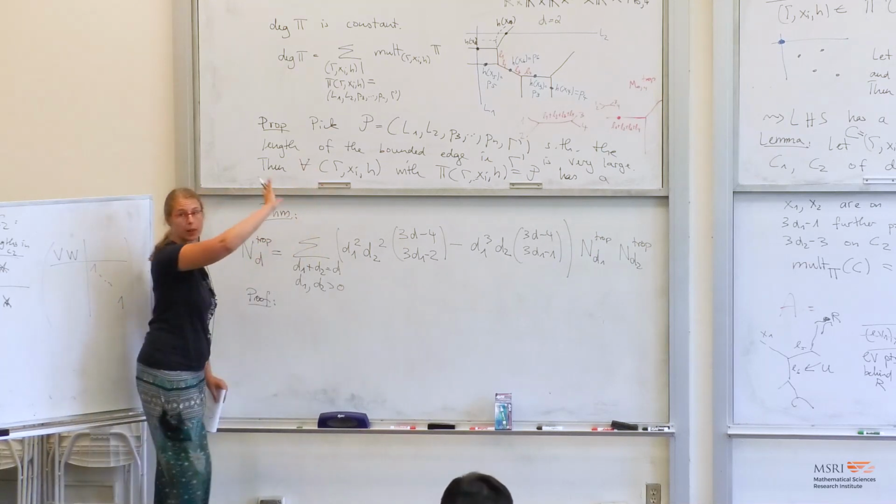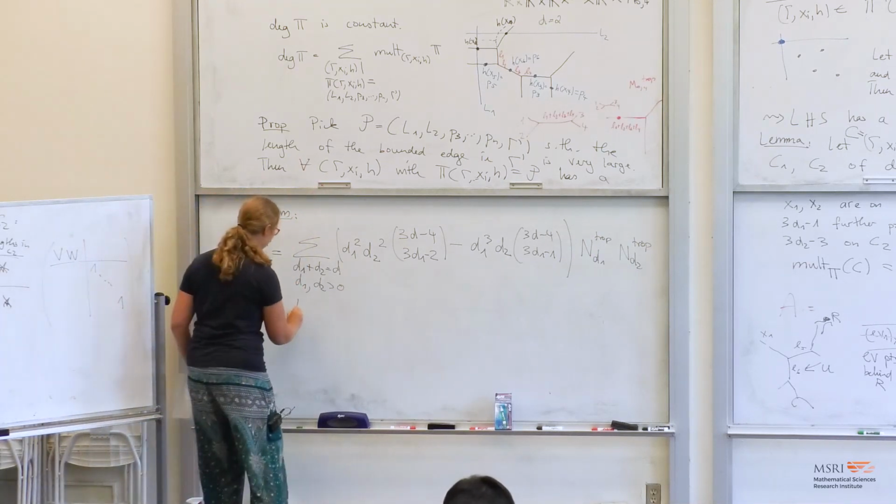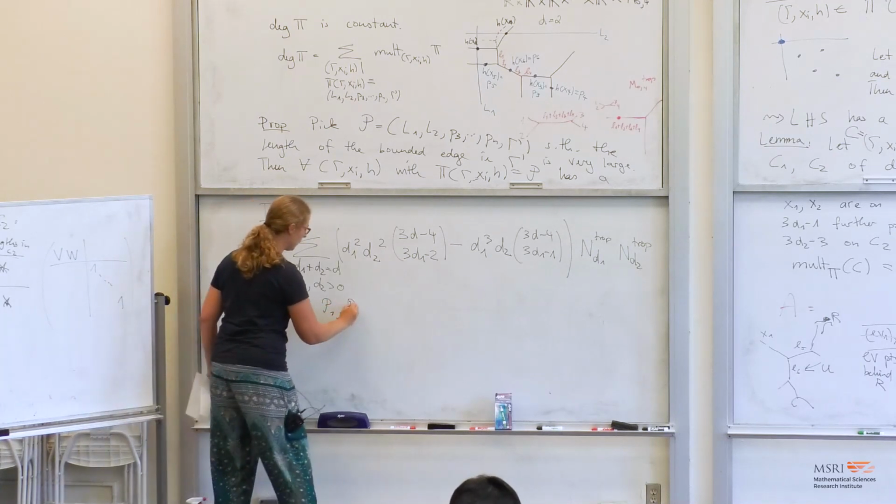Well, the proof starts as we started. We consider our map pi, we choose our P1 and our P2 as before.